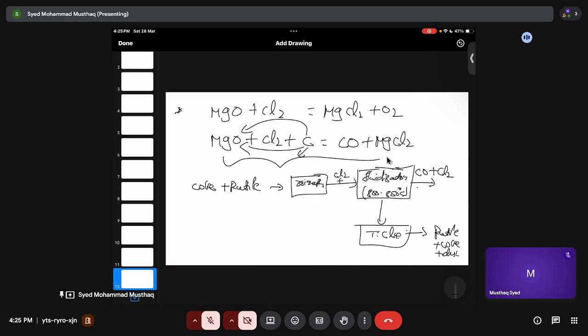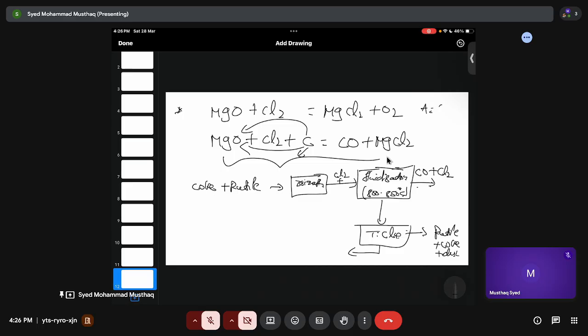How does the condensation work? As I've said before, chlorides have different boiling points, and we do fractional distillation. So for example, A has 400 degrees centigrade as its boiling point, B has 350 degrees centigrade. So our mixture is at 500 degrees centigrade.